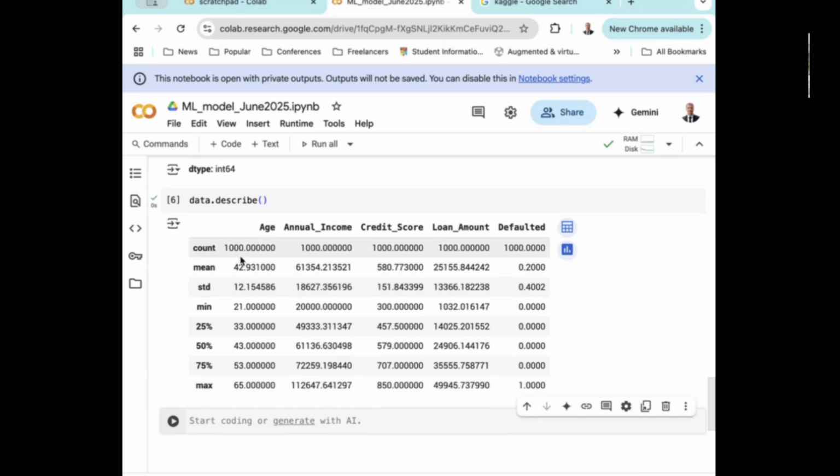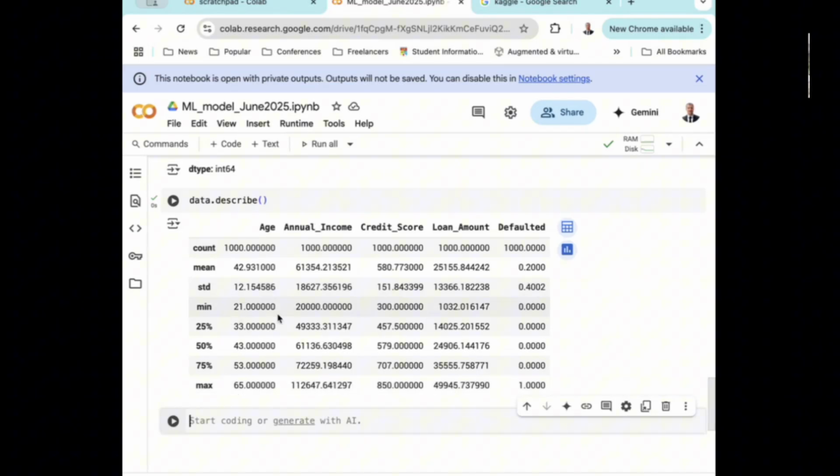For each column, we are going to see the count, the number of rows, the mean value of this column, the standard deviation value of this column, the minimum value, the 25, 50, 75 percent values of this column, and then the maximum value. Same goes for the rest of the features or the rest of the columns. So the age, what is the minimum value? The minimum value is 21. And what is the maximum value? 65. There is a gap between the minimum and the maximum.